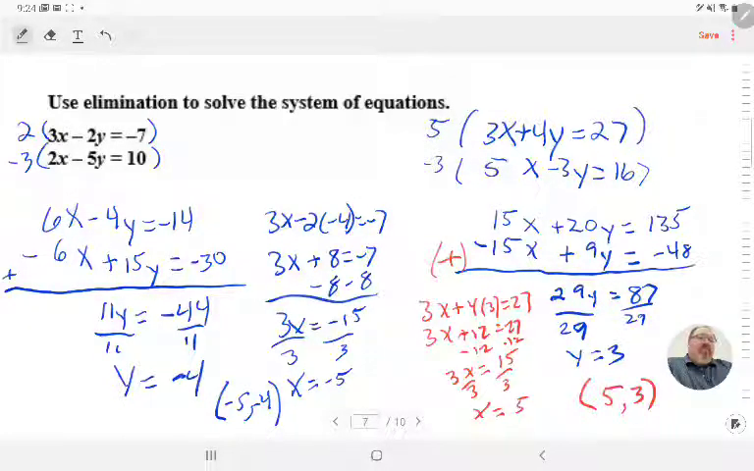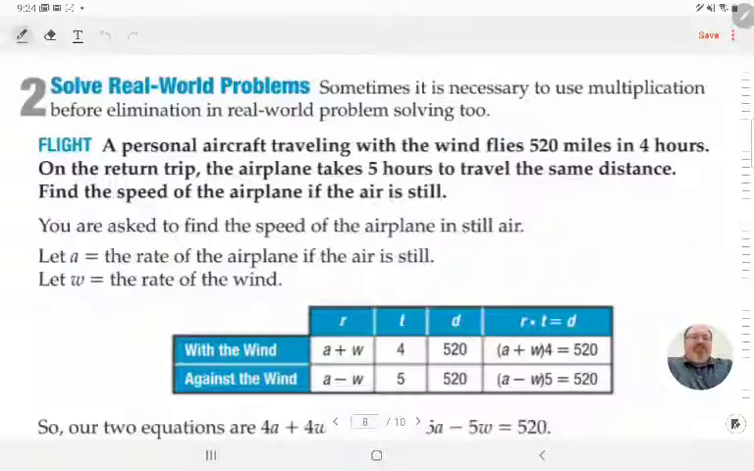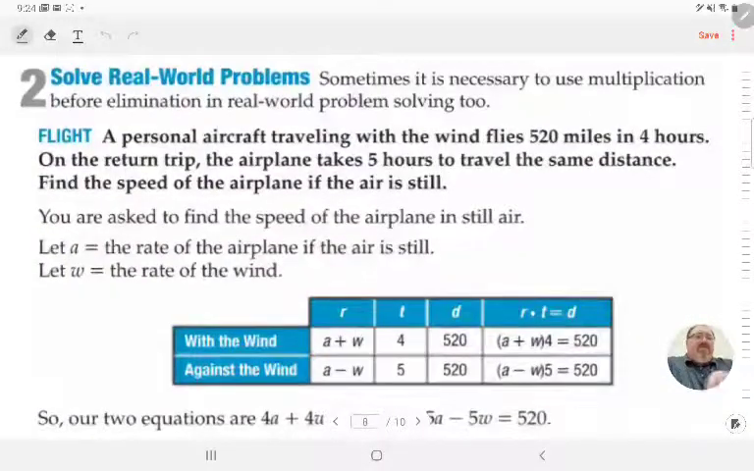Then I would plug 3 into the original equation of 3x plus 4 times 3 equals 27. Subtract 12 from both sides, 3x equals 15. Divide both sides by 3, and x is 5. So you should have come up with a solution of 5, 3. Okay. So sometimes it is necessary to use multiplication before elimination in real-world problem solving too.